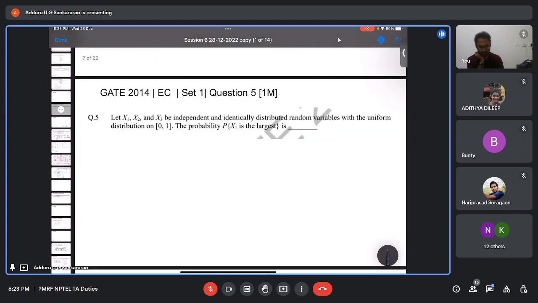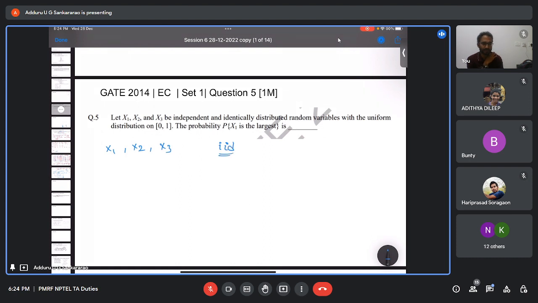Fine, we will move on to the next question. Here the question is: let X1, X2, X3 be independent and identically distributed random variables with the uniform distribution on 0 and 1. The probability that X1 is the largest is. So we have three random variables, X1, X2 and X3. They are IID, independent and identically distributed.